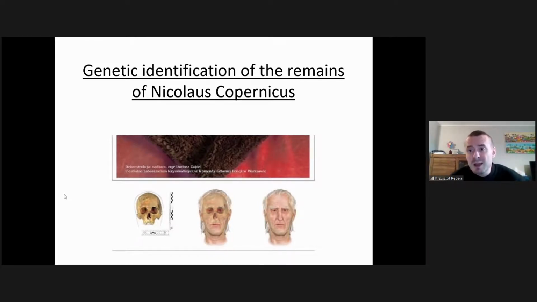Because there was a lot of evidence, but also forensic geneticists were asked to perform an examination. So what did they do? In Sweden, they found a book which belonged to Nicolaus Copernicus. This book was robbed from Poland during the Polish-Swedish War, I think of the 17th century.